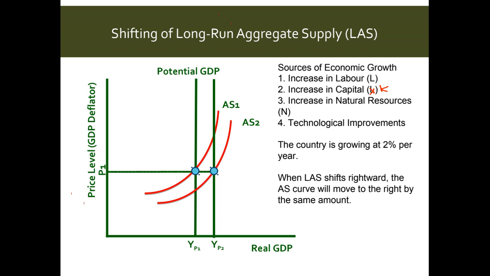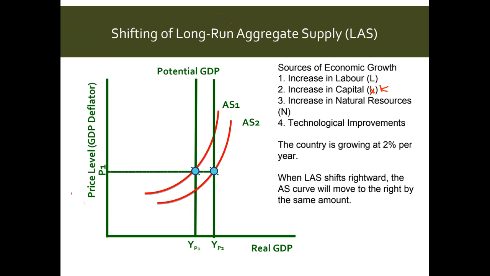Then increase in natural resources. So suppose a country finds new oil reserves, that will increase the capacity of a country to produce more goods and services. And therefore, this curve will shift to the right, LAS curve shift to the right.